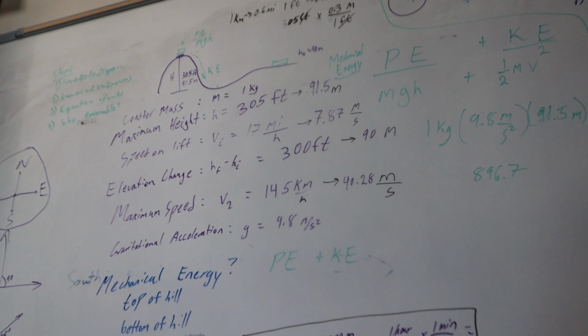A joule is also a Newton times meter. Newton is the kg meter over second squared. If I multiply by meters, this is now in joules.